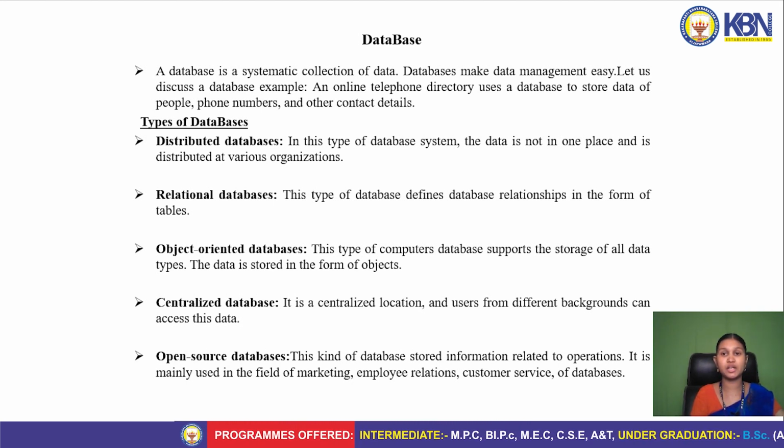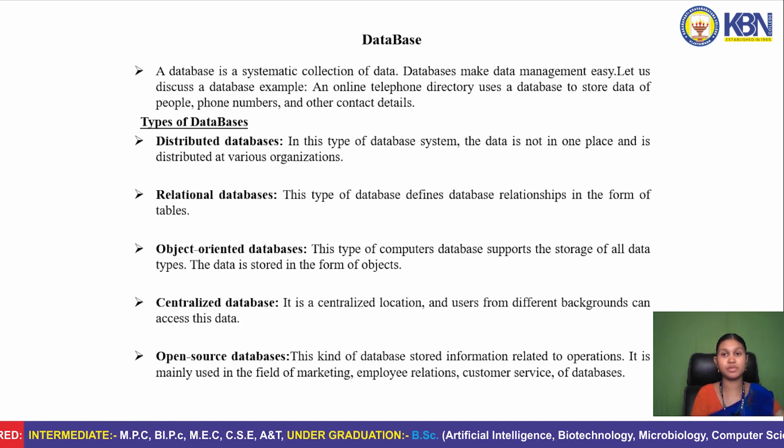First one is a distributed database. This database is not in one place. You have to distribute it across various organizations. Next one, relational database. This database is formed in tables only. And next one, object oriented database. This database supports the storage of all data types. The data must be stored in the form of objects only. And the next one, centralized database. In a centralized location, users from different backgrounds can access the data. Next, open source database. This type holds information related to operations. It is mainly used for marketing, employee relations and customer service databases.